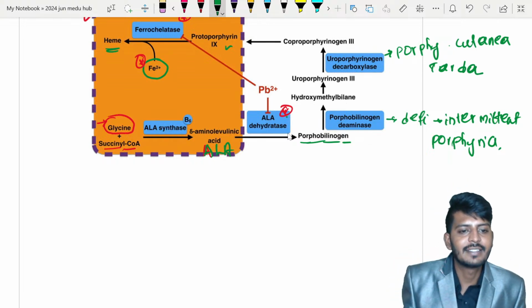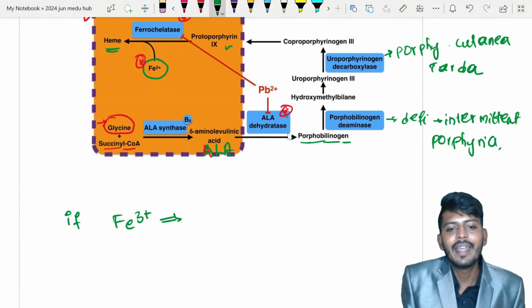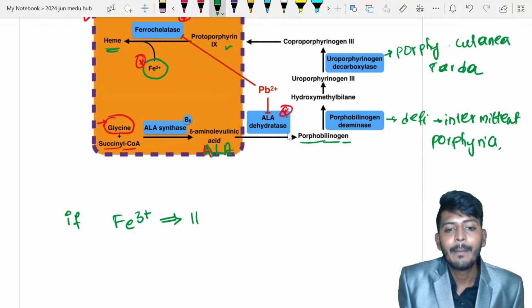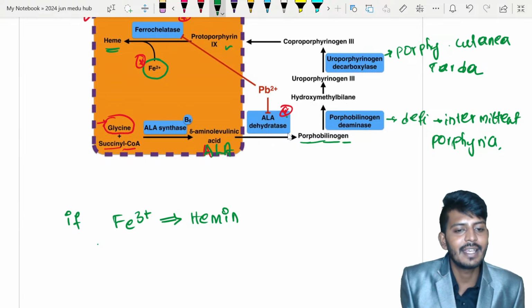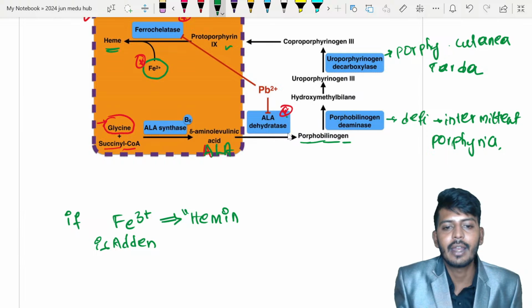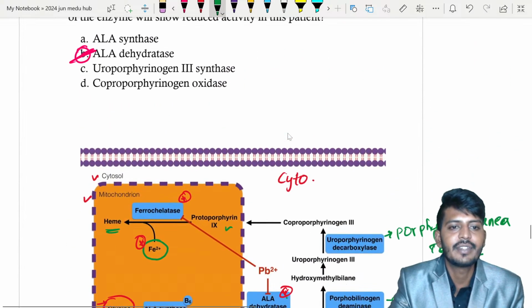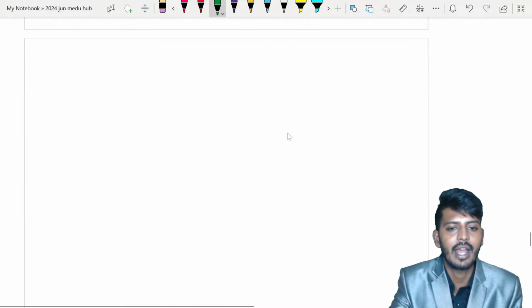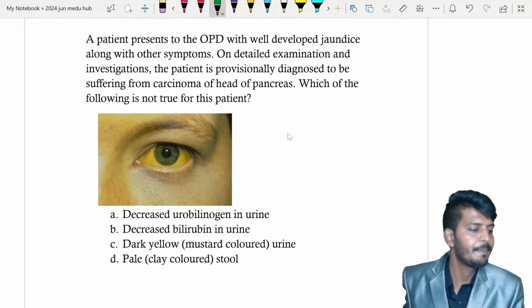And for example, if Fe3+ is added, then it will not create heme, but rather it will create hemin. If Fe3+ is added, then we will get hemin, not heme. So these are the diseases associated with this particular aspect. Once we understood this, let's go to the next important topic.